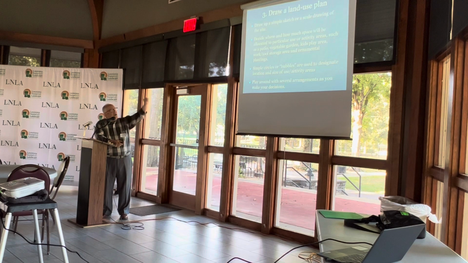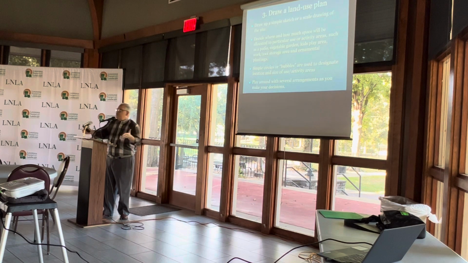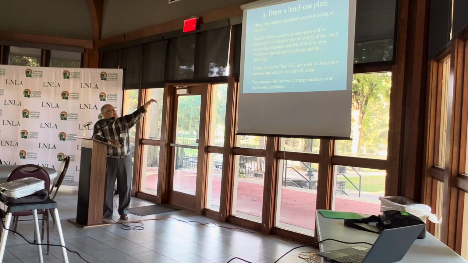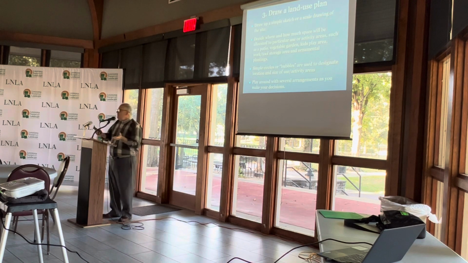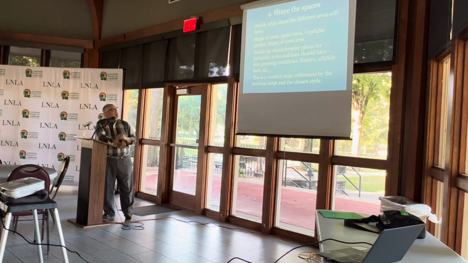Drawing a landscape use plan, I mentioned earlier, is very simple. You can just do a scale drawing or just a sketch of the area, and then begin to play around with where different activities are going to take place. Decide where and how much space will be allocated for the different activities, like a patio, a vegetable garden, a kid's play area. You can use just little simple circles to take a look at that. We call it a bubble diagram sometimes because of that. You can play around with it. It's all on paper. You can move things around, throw the paper away, but just get a feel for what makes the most sense for arranging these different use activities around the space when I'll be landscaping.